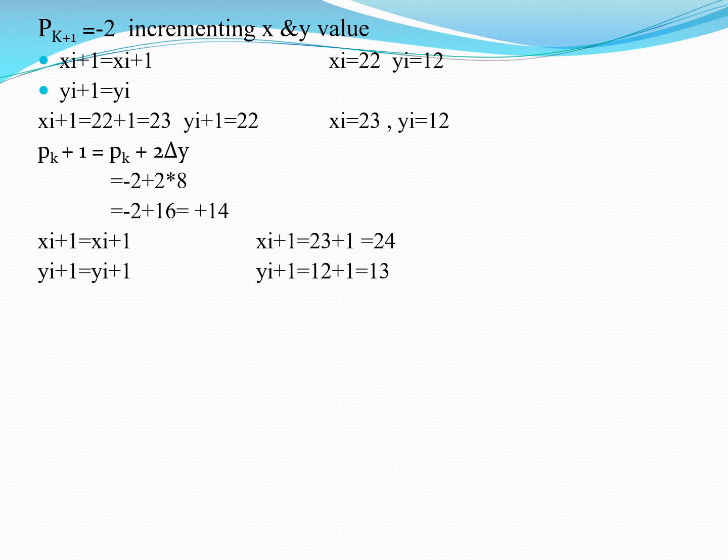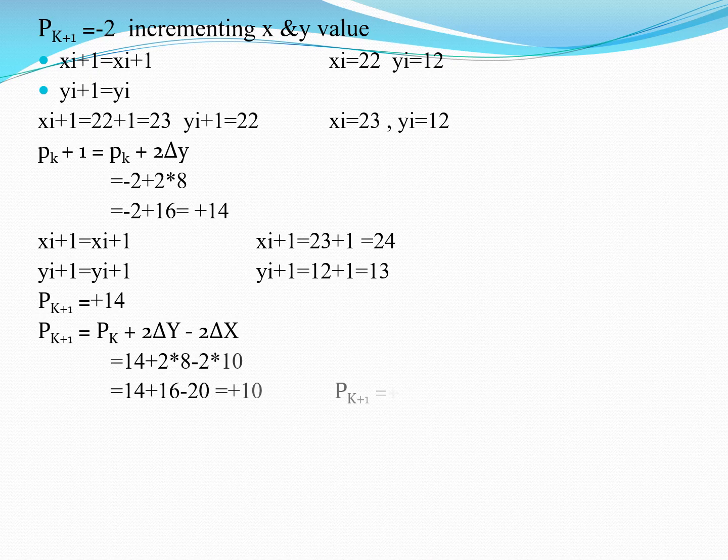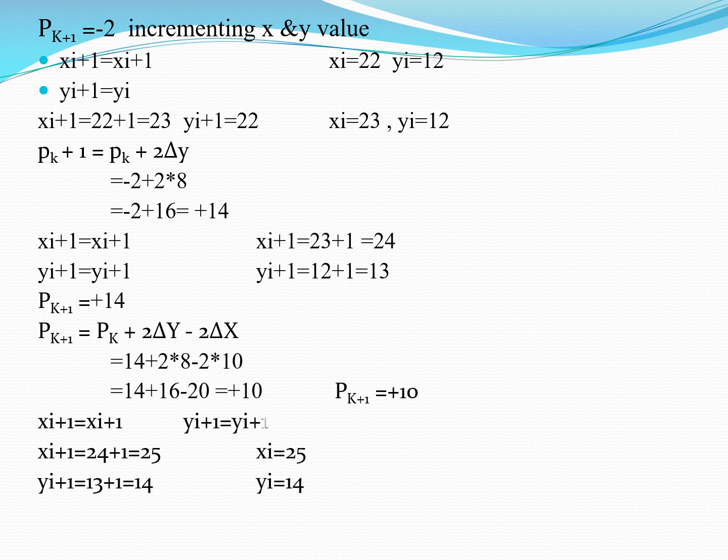So now you get the positive pk. Now use the positive pk plus 2 delta of y minus 2 delta of x. What pk value do we get? That is a positive 10. So we increment the x and y values by plus 1. What was the previous x value? The xi value is 24, and 24 plus 1 is 25. And y is 13, and 13 plus 1 is 14. This is now your initial value of x and y.